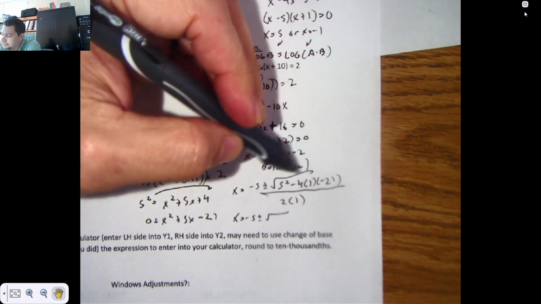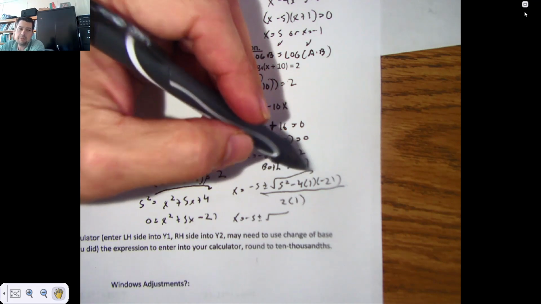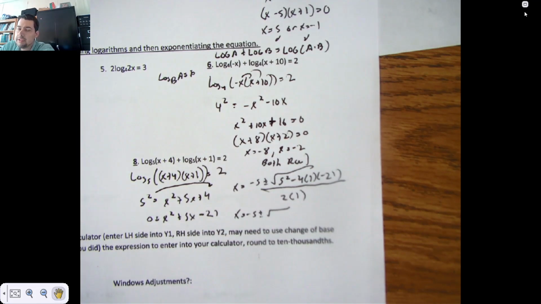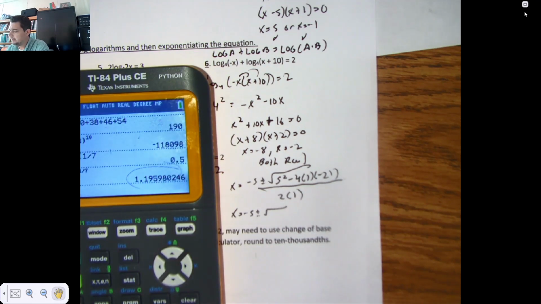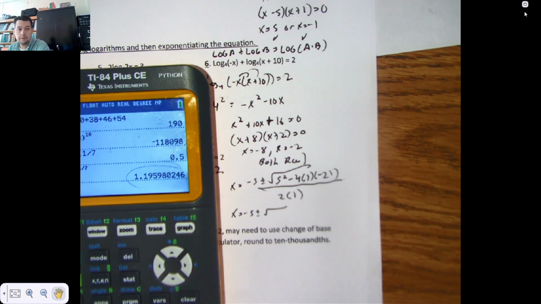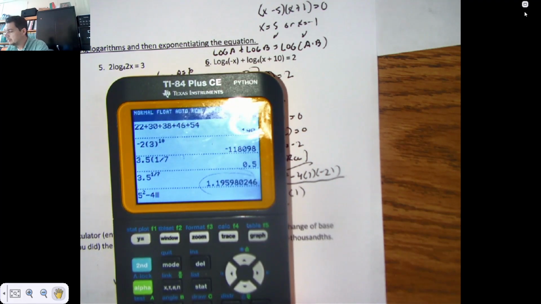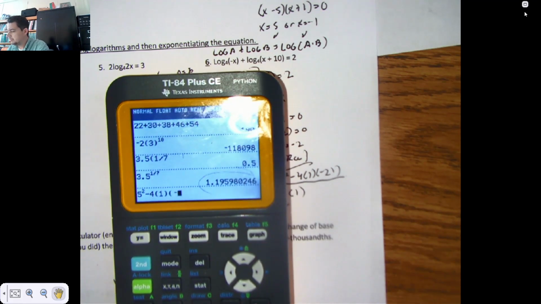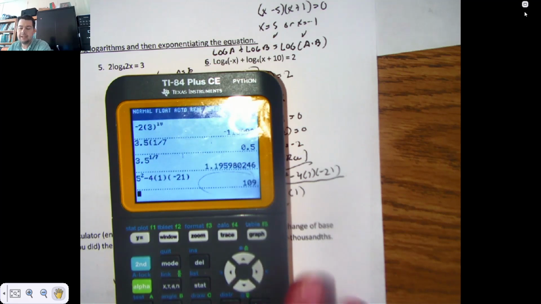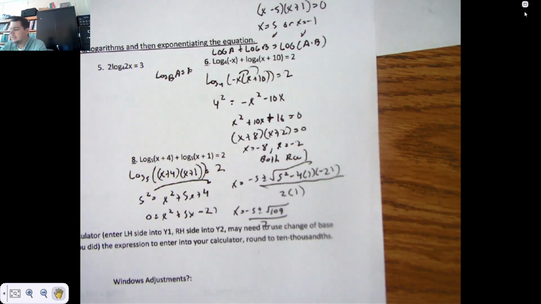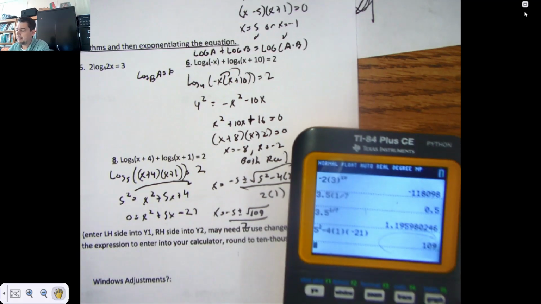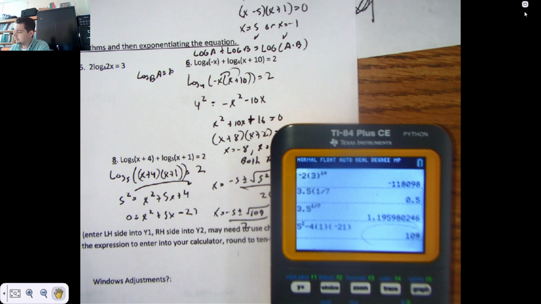What's in my radical? And my radical is a non-real number, it looks like to me. No, there's a real number in there. Sorry, I have 5 squared minus 4 times 1 times negative 21. There's a real number in there, 109. All over 2. Now, one of these answers is probably not real.